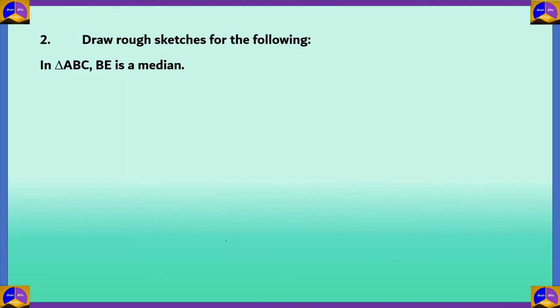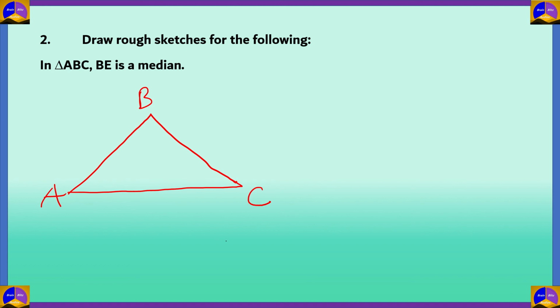Second question. Draw rough sketches for the following. In triangle ABC, BE is a median. So let's draw a triangle. A rough triangle. Let's say these are the lines of the triangle. Now let's name the vertices. This will be A, B, C.